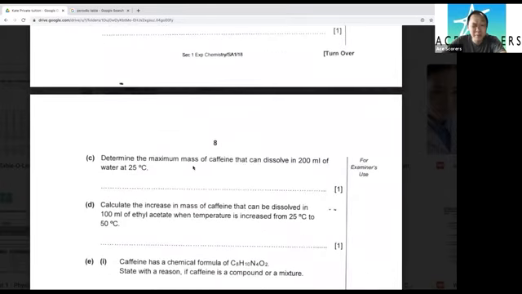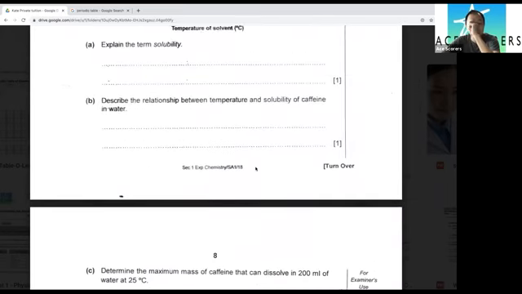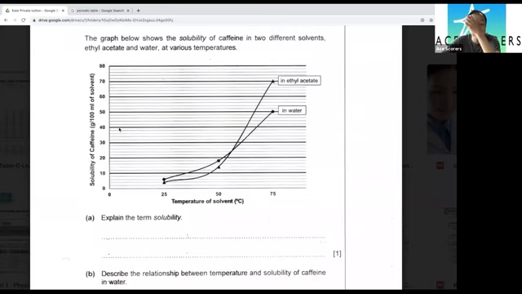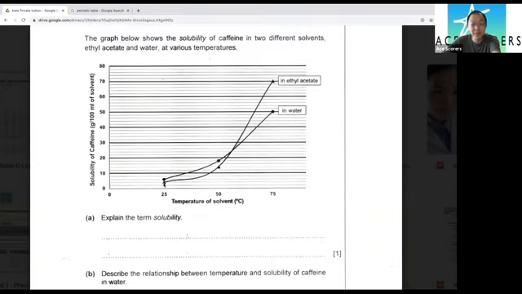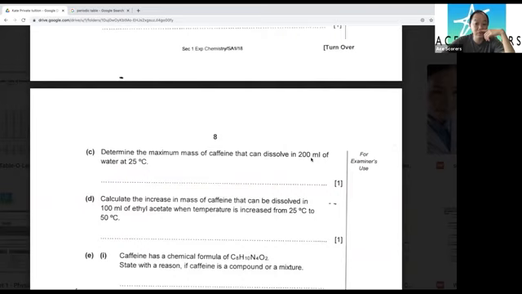What is the maximum mass of caffeine that can dissolve in 200 milliliters of water? So we find the solubility of caffeine in water. You have to look at 25 degrees Celsius, which is normal room temperature. At 25 degrees Celsius, you get about 6 grams per 100 milliliters. The question is 200 milliliters, so it's 12 grams. So 12 grams is the answer.